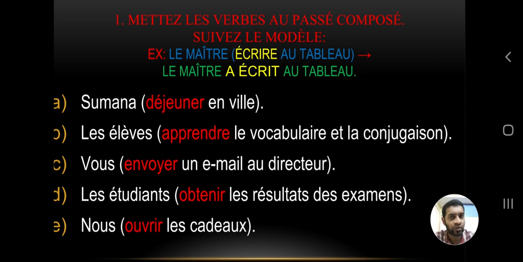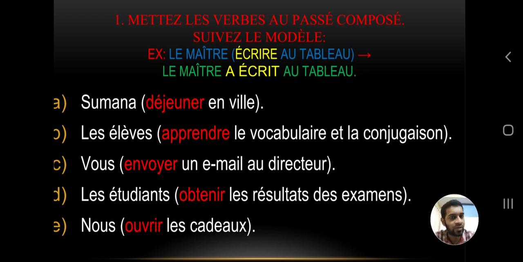Okay, so the last before one, les étudiants obtenir les résultats des examens. Obtenir, to obtain the results of the exam. The past participle of obtenir is obtenu, O-B-T-E-N-U, like tenir. So it's ENIR ending verbs, like venir, obtenir, revenir, and so on.